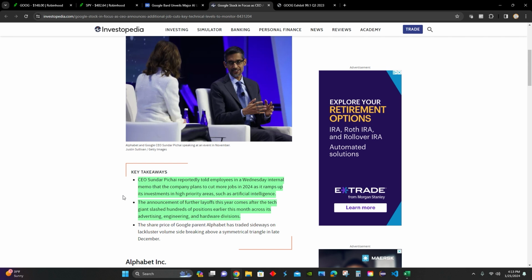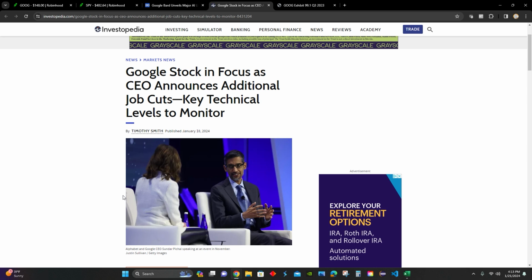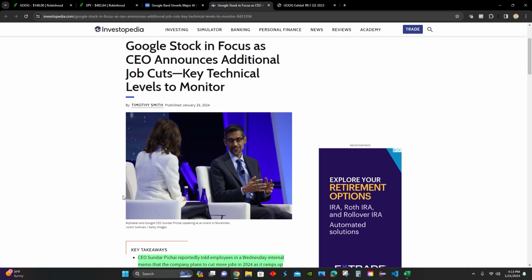The announcement of further layoffs this year comes after the tech giant slashed hundreds of positions earlier this month across its advertising, engineering, and hardware divisions. So similar to Zuckerberg last year when he cut all of those Facebook jobs, right now Sundar Pichai is trying to also cut more Google jobs in order to increase efficiency and reduce operating expenses so they can spend more money in research and development into artificial intelligence so that they can compete with companies like Microsoft and Apple.